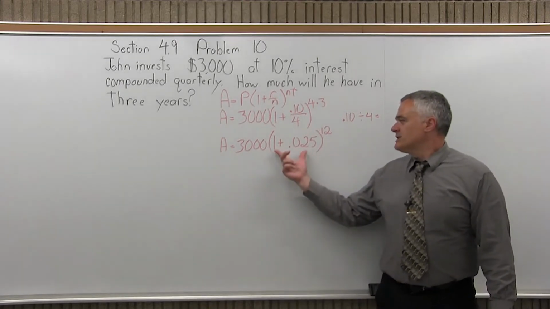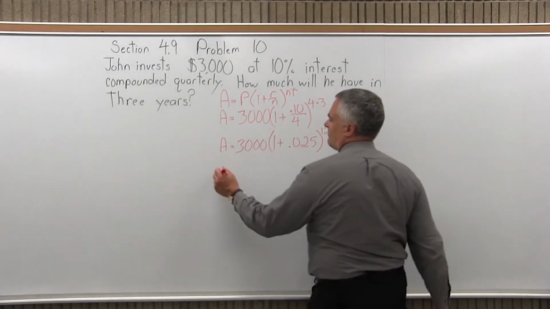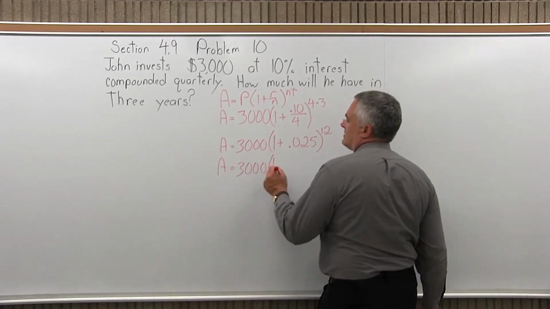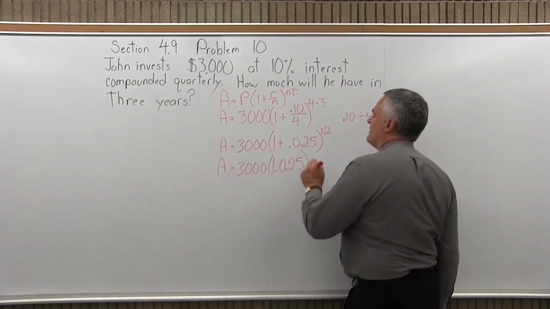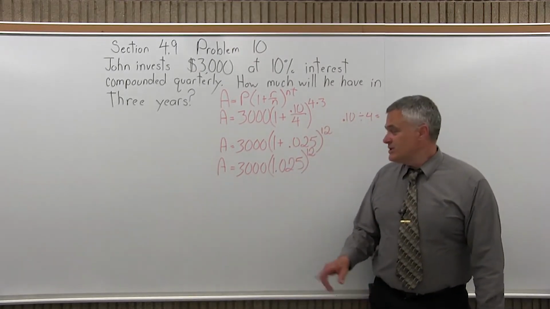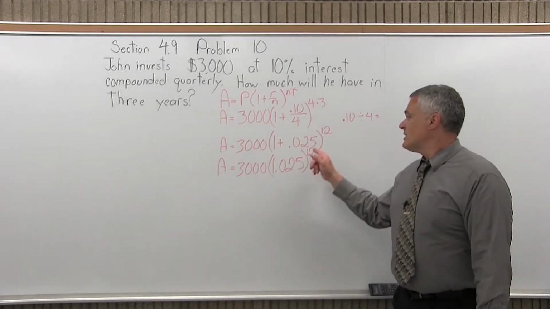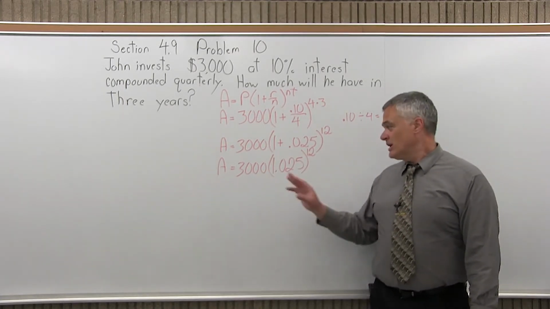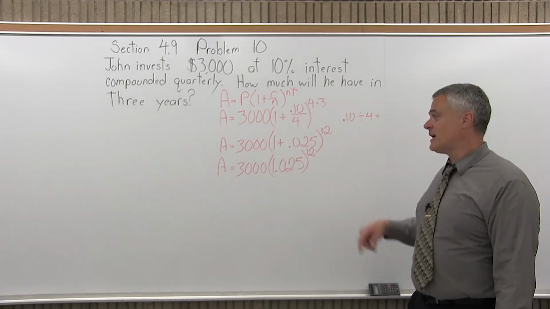Now, finish your work in your parentheses, do the addition. 1 plus 0.025 is simply 1.025. So A equals the 3,000 stays in front of the parentheses. And when you do the addition, you get 1.025. The exponent is 12. So now we're down to two operations. There's a multiply between the 3,000 and the parentheses. And the parentheses are raised to an exponent of 12. So it's the parentheses times itself 12 times. Not times 12. 1.025 times 1.025 times 1.025 over and over again 12 times.